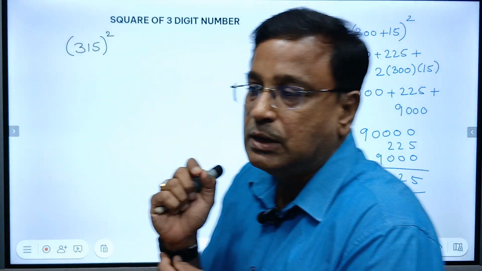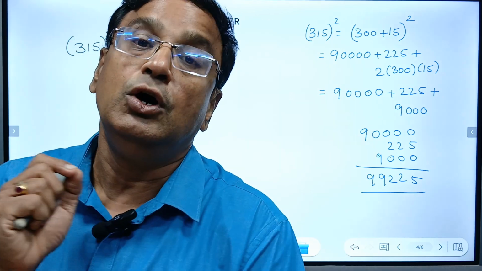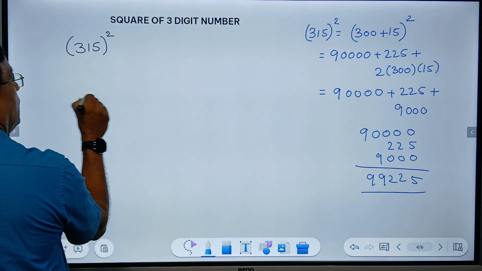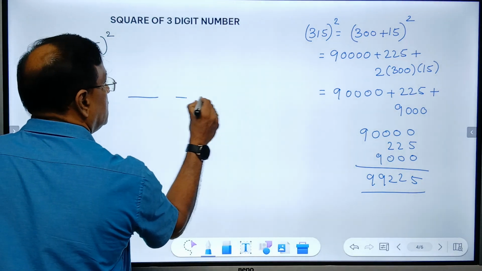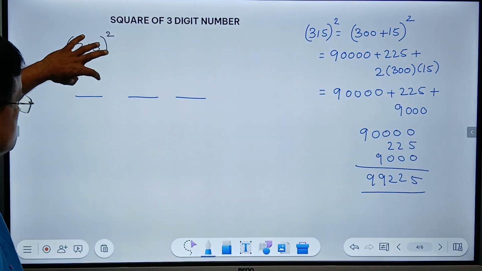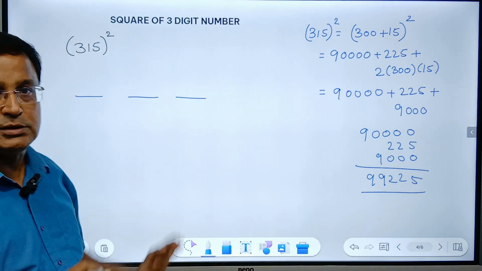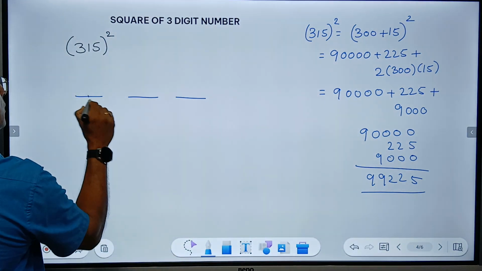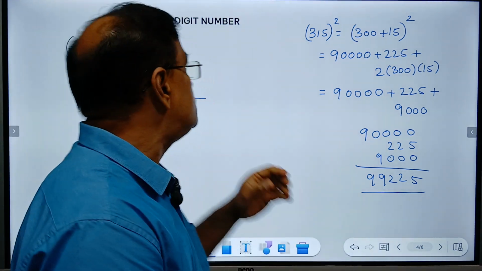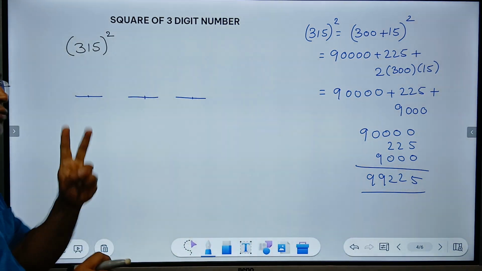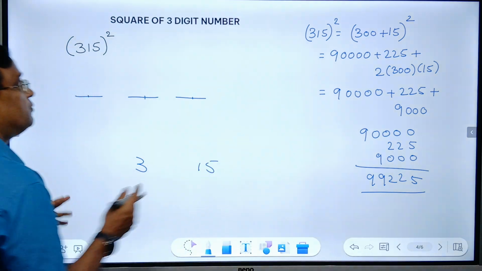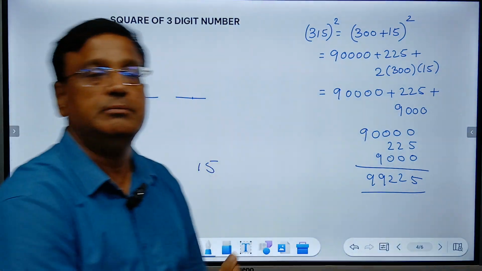It's a 3-digit number. When you square a 3-digit number, you will get 6 digits, isn't it? So, 1, 2, 3. Let us assume that in each place, I put 2 digits. This is 2 digits, 2 digits, and 2 digits. Now you split this 315 into two numbers. One is 3 and the other one is 15. Split it as 3 and 15.